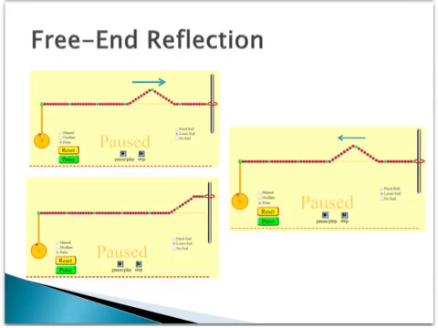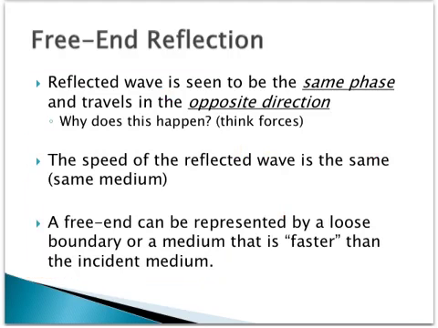Now the second type of boundary that you could face is a free end. Same thing here, you should have created on the simulation a pulse that went as a crest. Now notice that this end is no longer fixed in place. Now it's free to move. So as the pulse encountered or interacted with the boundary that is free to move, it moved up, moved back down, and during that process, the reflected wave you should have seen went back with the same phase, but in the opposite direction. So putting these together, the wave is seen to be the same phase and travels in the opposite direction.